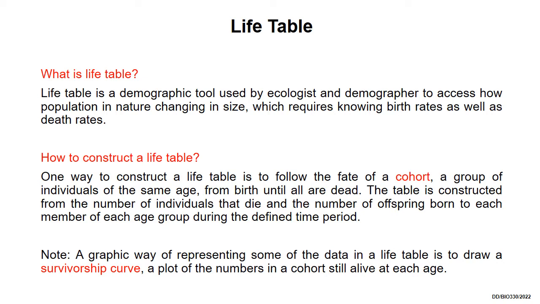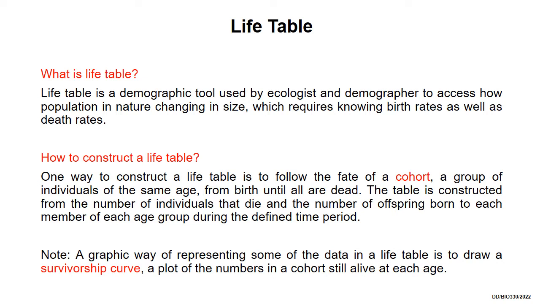How to construct a life table? We can construct a life table by following the fate of a cohort, a group of individuals of the same age, from their birth up to their death. The table is constructed from the number of individuals that die and the number of offspring born to each member of each age group during the defined time period.